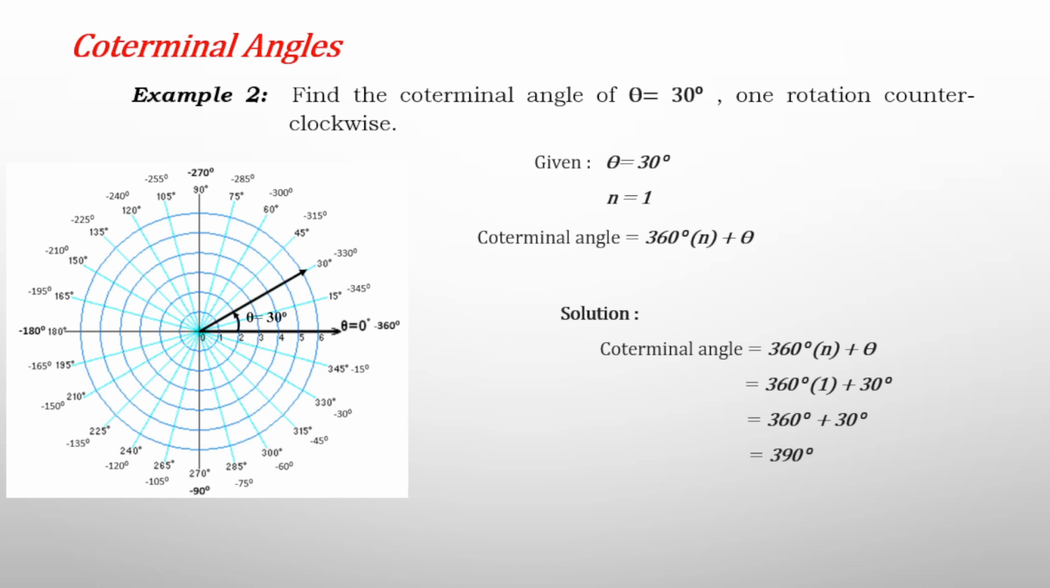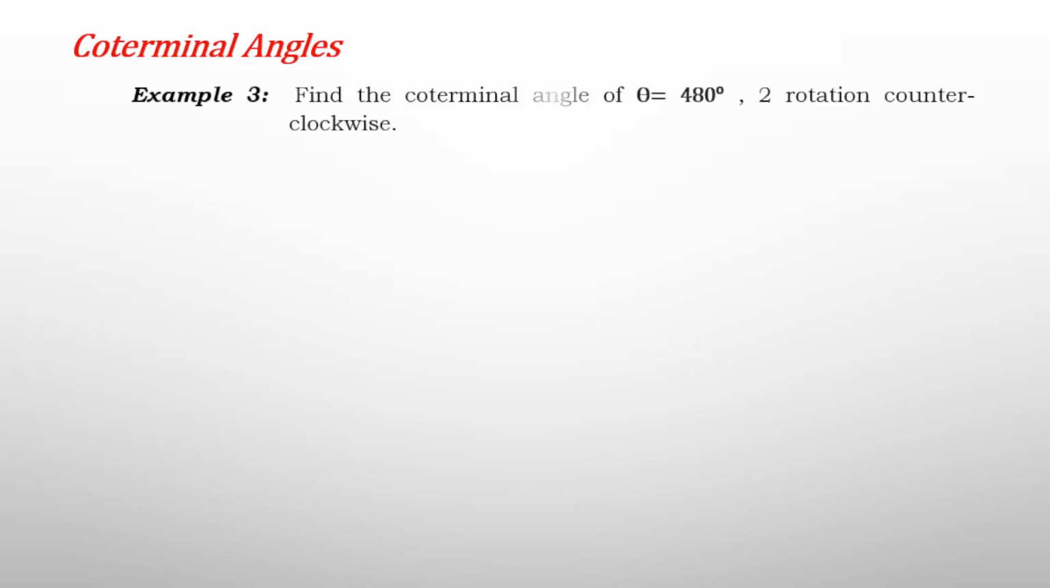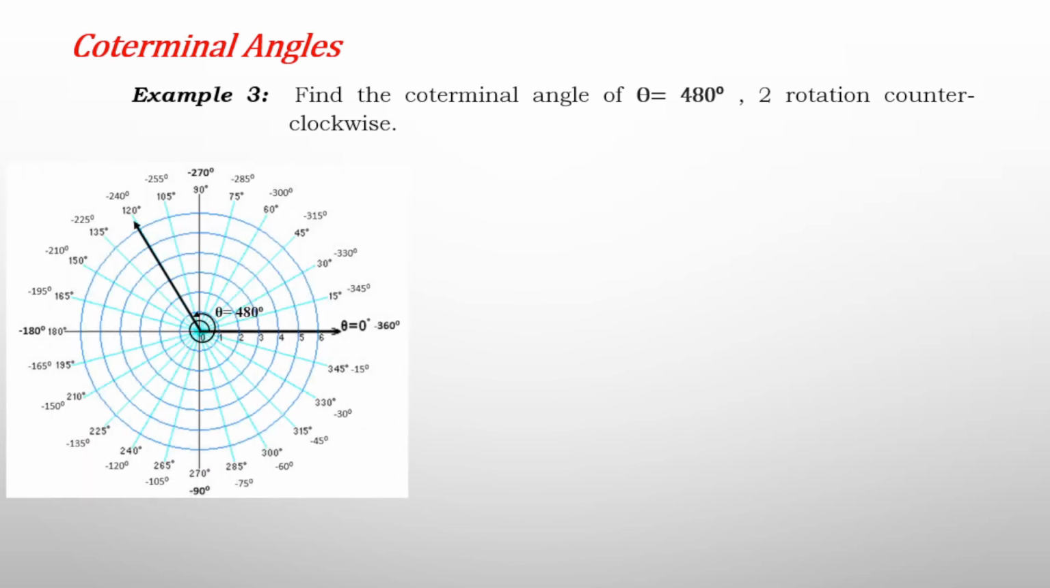As we graph now 390 degrees, this is our graph, the coterminal angle of 30 degrees, 390 degrees with one rotation counterclockwise. Example number 3: find the coterminal angle of theta, 480 degrees, two rotations counterclockwise.